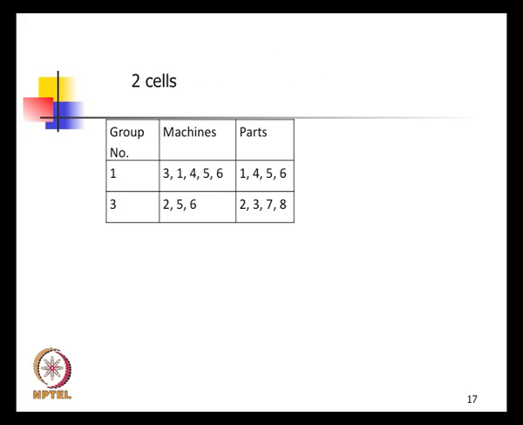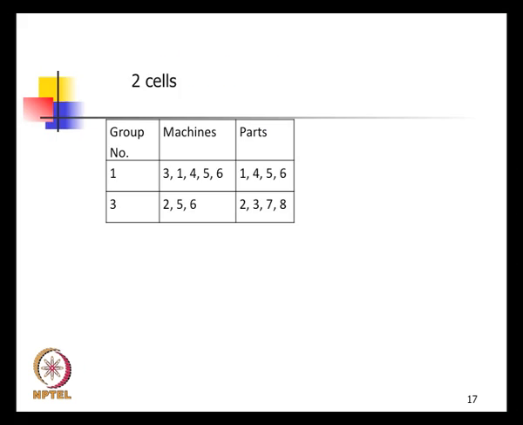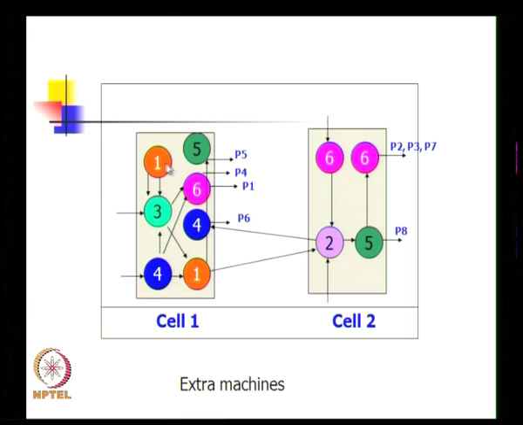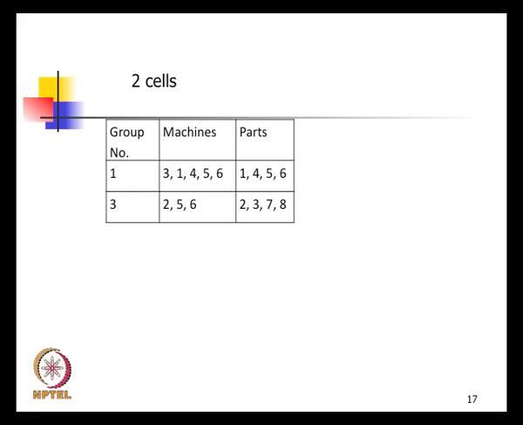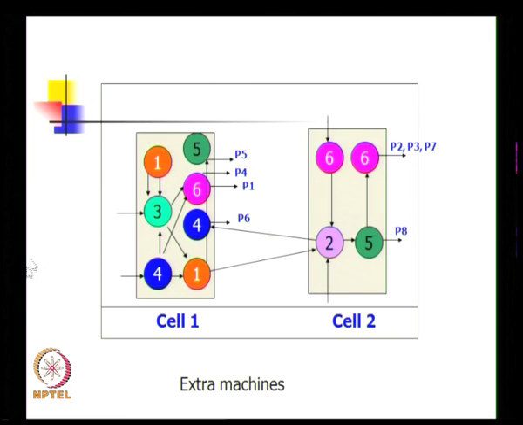Now, for part 1 it visits 1, 3, 4 and 6. So, you realize part 1 visits 1, 3, 4 and 6, and part 1 comes out. Now, look at the second one, which is part 4. Part 4 visits in the order 1, 3 and 6, and part 4 comes out.